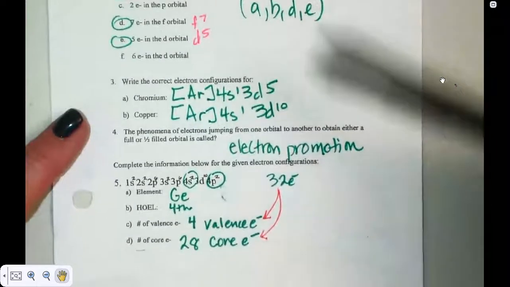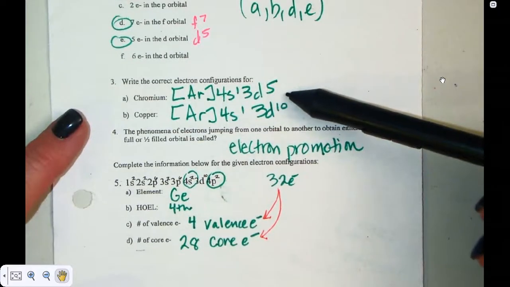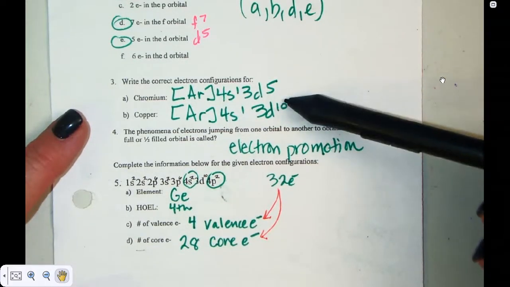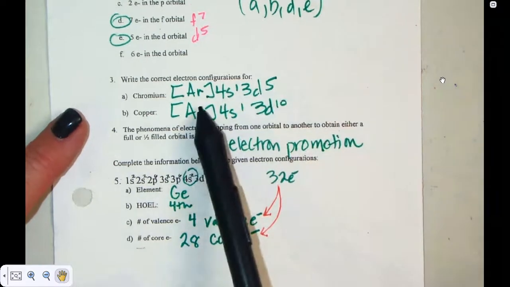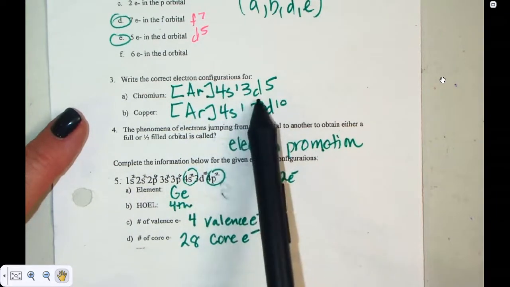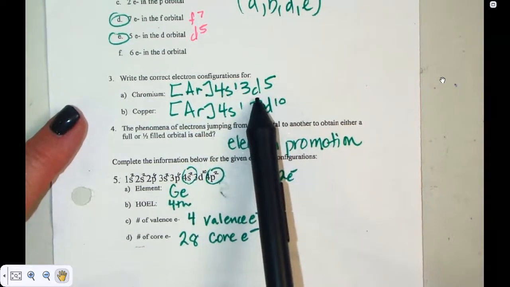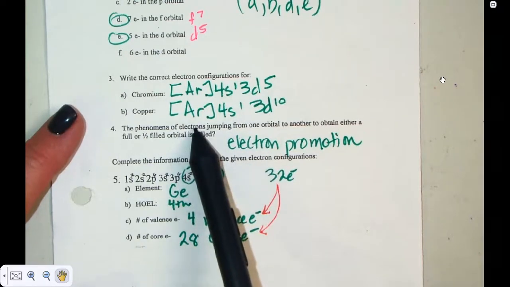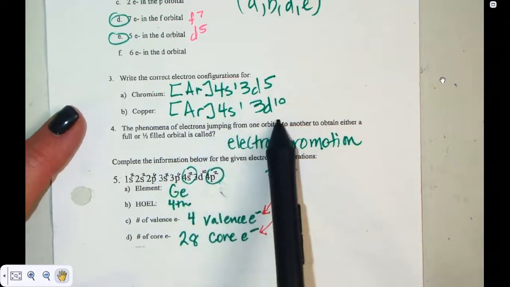Number 3 says write the correct electron configuration. And remember, these are your 2 exceptions. So I put argon in brackets, 4s1, 3d5. That is the shorthand for chromium. And then copper is argon in brackets, 4s1, 3d10. You could have done longhand for this. It did not specify. So if they don't specify, you can do shorthand.